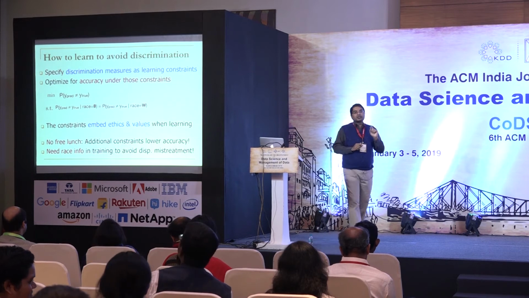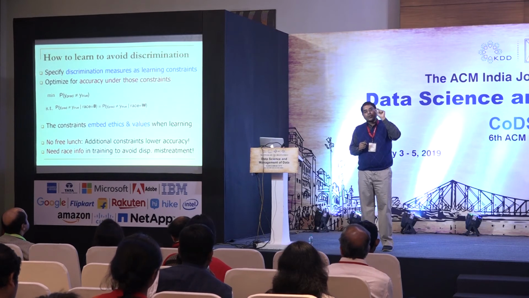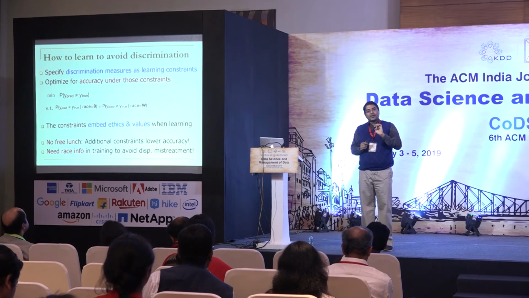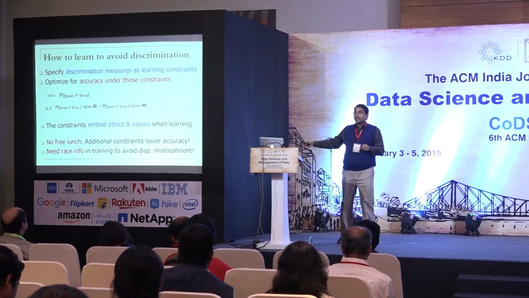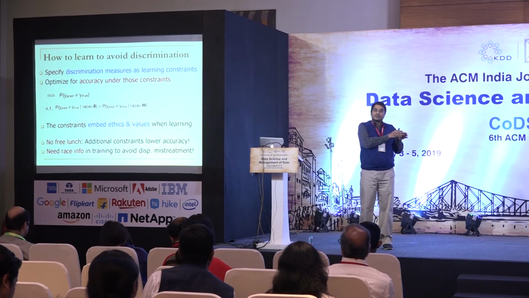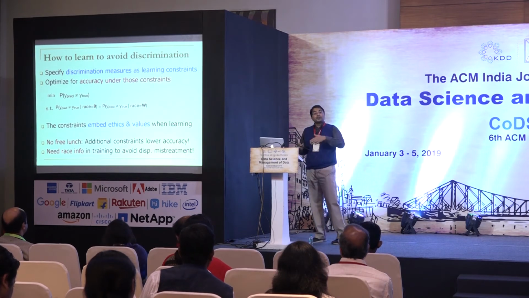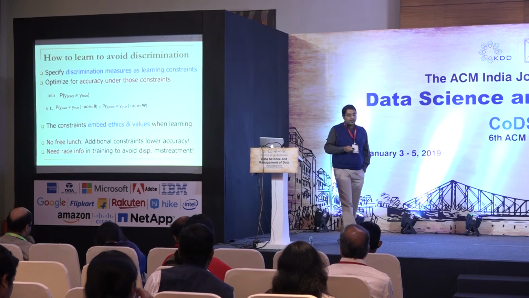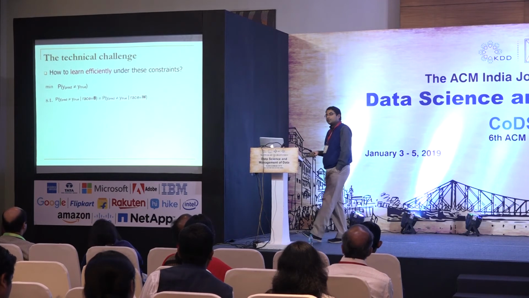Now notice also that in this constraint that I put down here, you need race information. That means if you actually want to train a classifier that is non-discriminatory in terms of the error rates, you actually need the race information during the training process. You might not need it in the deployment process, but in the training process, you actually need it. So in that sense, the direction in which the Compass designers went was actually the wrong one to begin with. They should have gathered the information about the races and used it during the training process, even if they didn't use it in the deployment stage. Now, the technical challenge is how do we learn efficiently under these constraints?